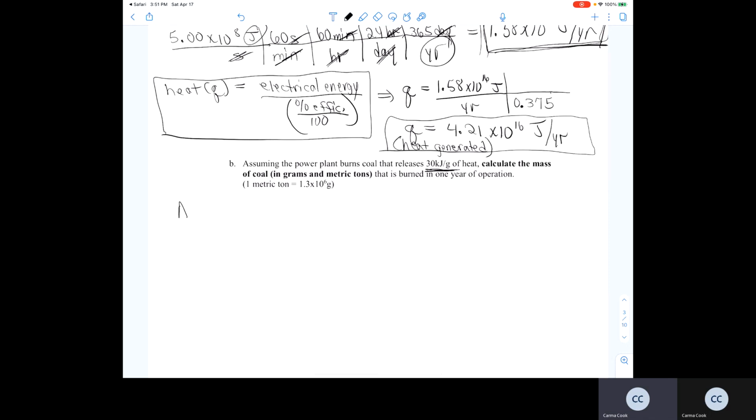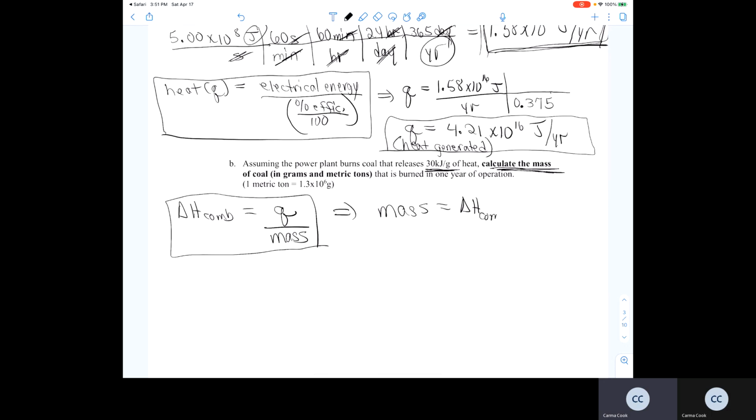And so your delta H of combustion is going to be equal to your heat Q divided by the mass. So therefore, mass is going to be equal to delta H of combustion. Delta H is going to be equal to Q.